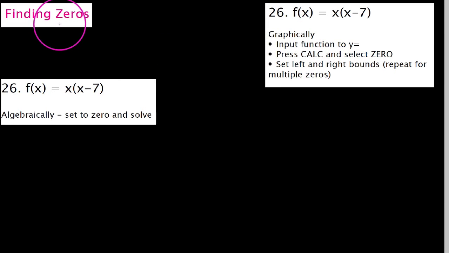This is my second video on analyzing graphs of functions. In this video we're going to focus on finding the zeros of a function, specifically graphically, but we're also going to visit algebraically. So very quickly, what I want to start with is, what is a zero for a function?